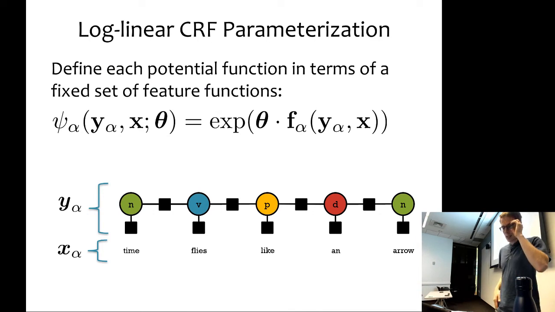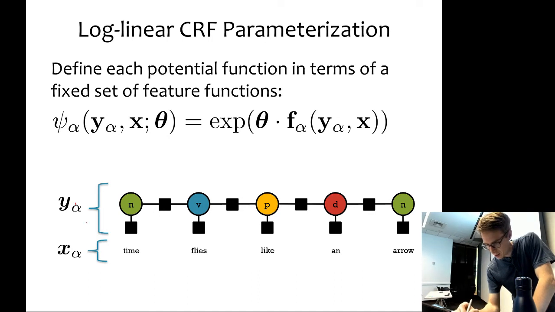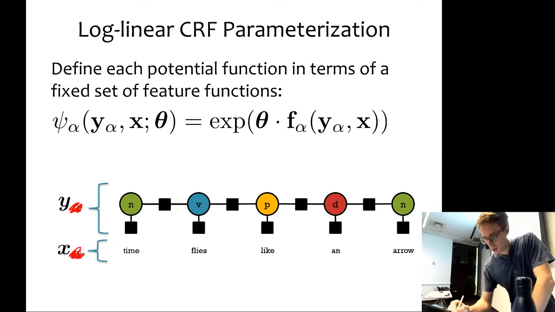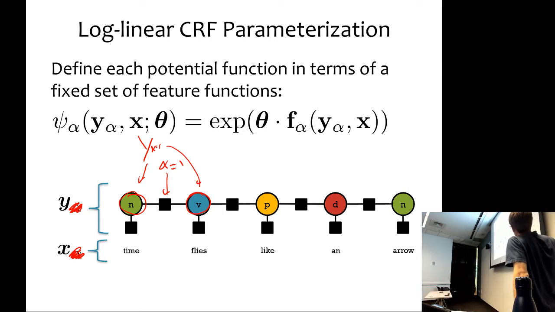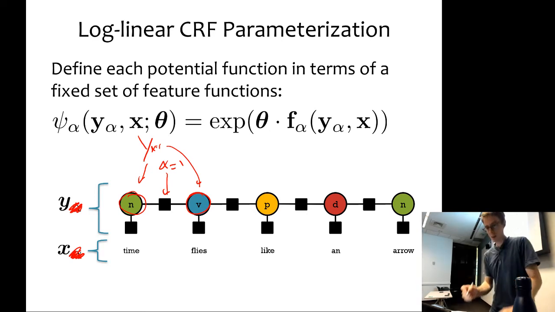So here's a picture of our part of speech tagging case, where y_alpha is going to be, I guess this slide is a little misleading. This is really all of y, and this is all x. Say this was alpha equals 1, then a particular assignment to these two variables would be y_alpha equals 1, if they were noun and verb. That's one possible assignment. So that factor, alpha equals 1, can look at that noun and that verb, but it can also look at all of the words in the sentence because we're conditioning on x.